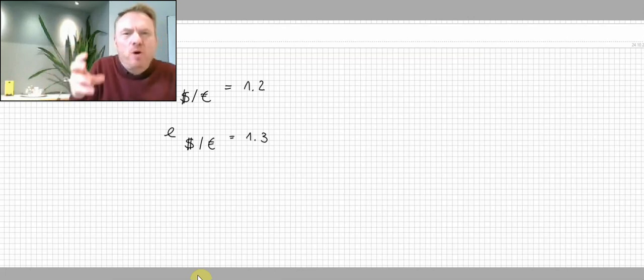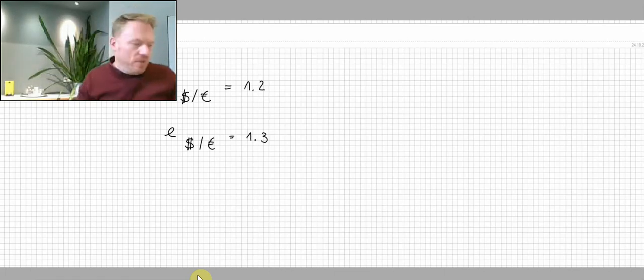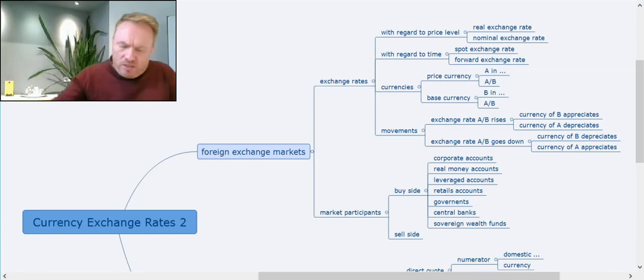If an American needs to pay $1.2 for 1 single euro at first, and then afterwards, after the rising of the exchange rate, he or she needs to pay $1.3, that means that the euro went up and the dollar went down, because the American needed to pay more for 1 euro. So the euro appreciated, whereas the dollar depreciated. That's what I tried to write down here.